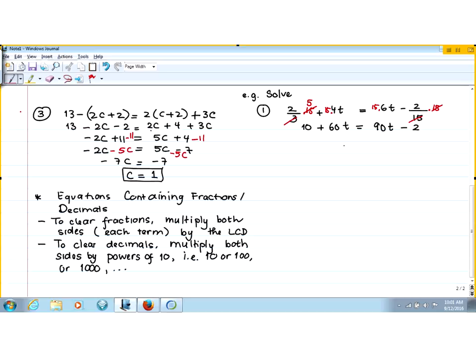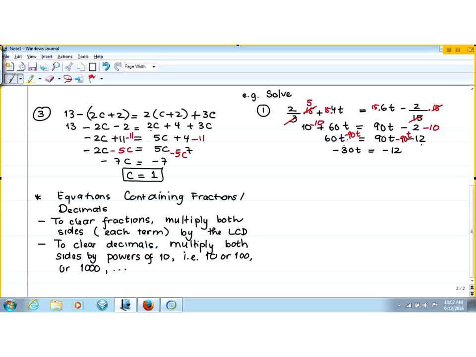So let's put the t on the left or on the right, it doesn't matter. Yeah, so let's put it on the left. So how do I put the t on the left? Subtract 10 if I want the t on the left. So we have 60t is equal to 90t. What is minus 2 minus 10? All right. Then subtract 90t, both sides. So 60t minus 90t, that is negative 30t, is equal to negative 12.